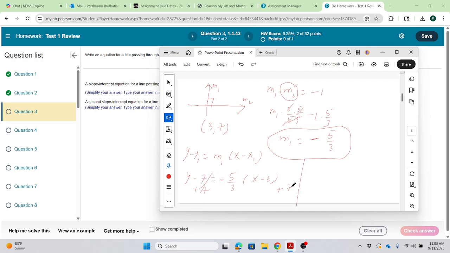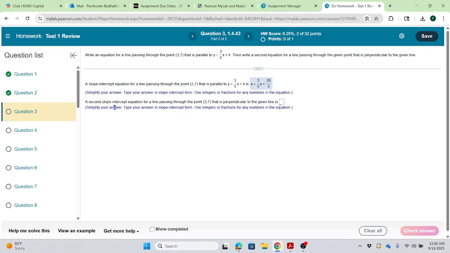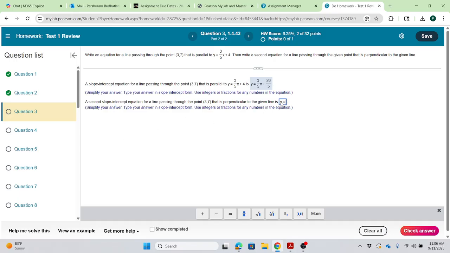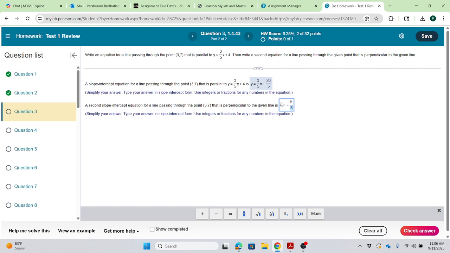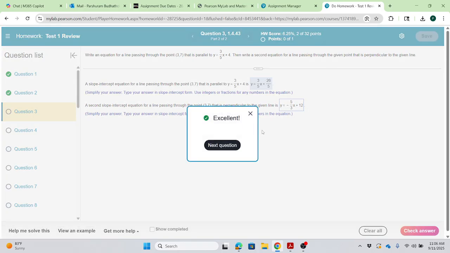So that would be y equals, on the left side there is y, and on the right side distribute this -5 over 3. 5 over 3 times 3 is 5, negative times negative is plus 7. So the answer would be -5 over 3x plus 12. So that is y equals -5 over 3x plus 12. That's the equation.